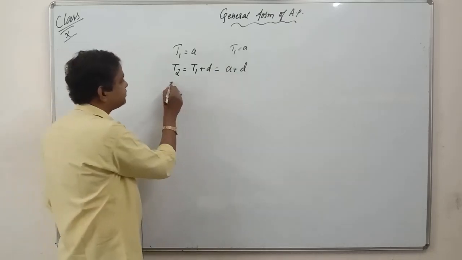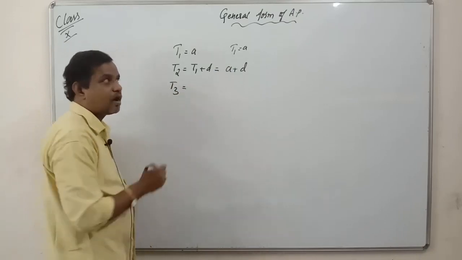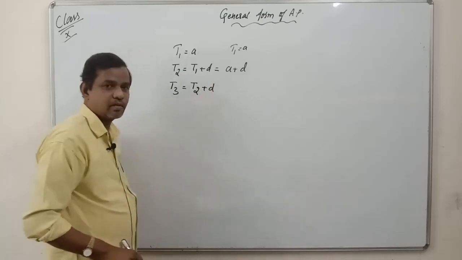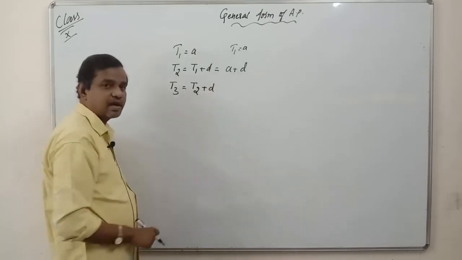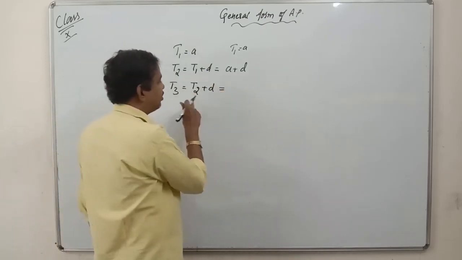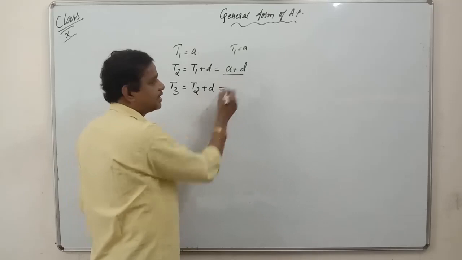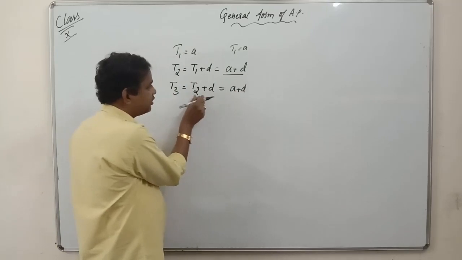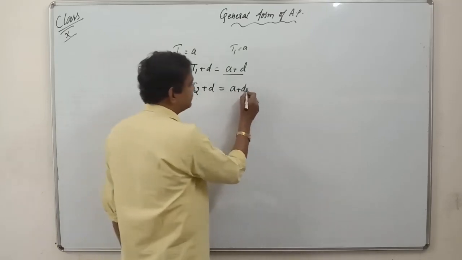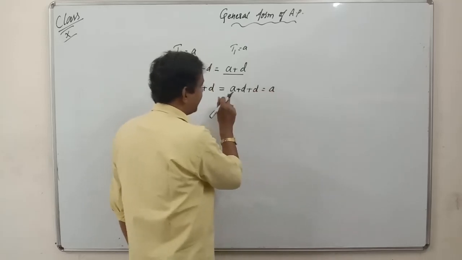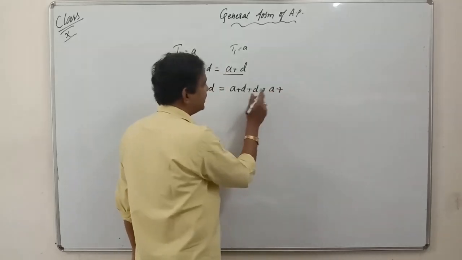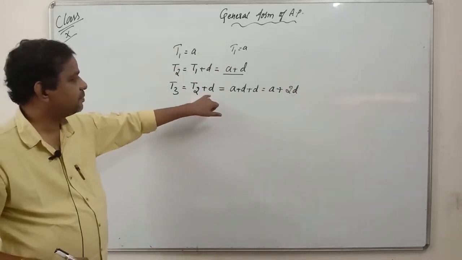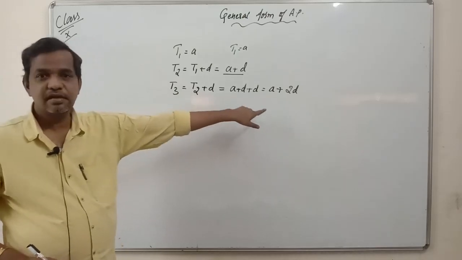Now if you take T3, how can I write T3? T3 can be written as T2 plus d. Again, d is the common difference. What is T2 here? T2 is A plus d, and the remaining is plus d. This becomes A plus 2d. So T3 is T2 plus d, or A plus d plus d, or A plus 2d.